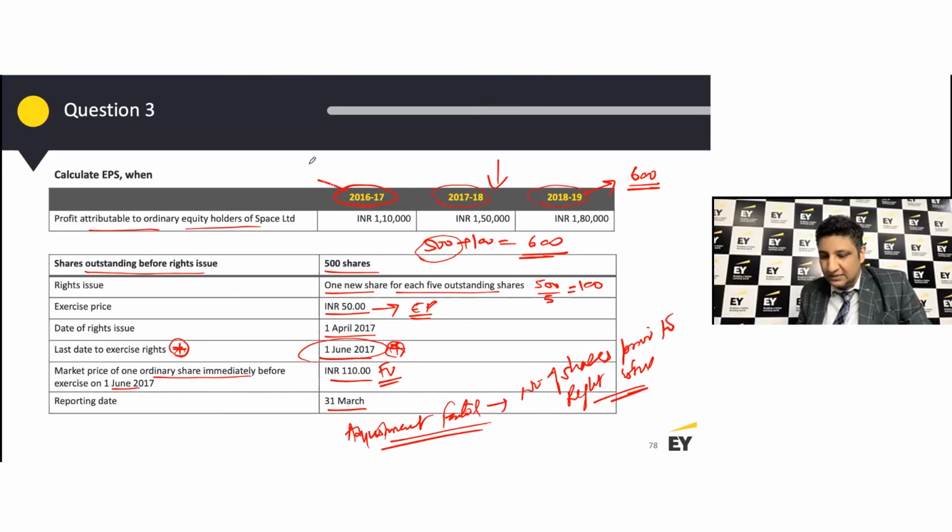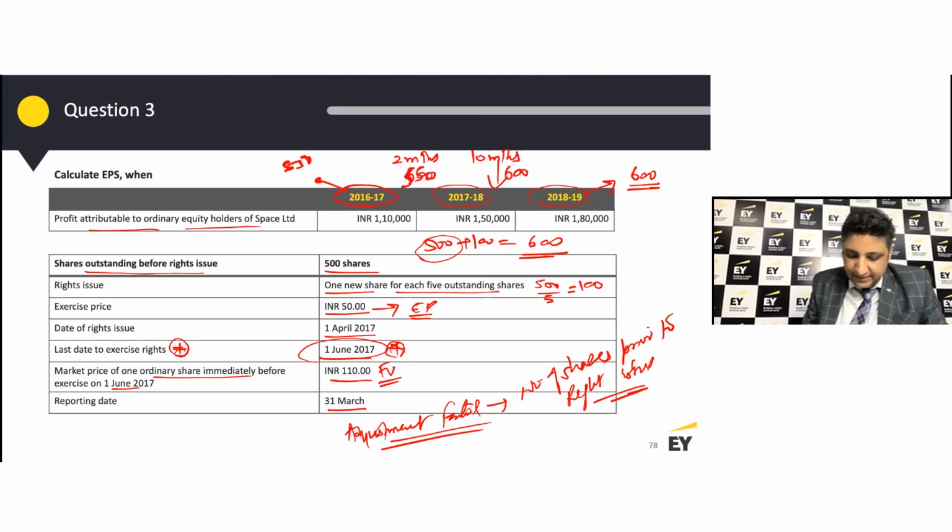But then for 17-18, we are saying that for 2 months, my number of shares are 550. But for the 10 months, my number of shares are 600. Okay, so if you understand it so far, the job is done. Calculation of EPS is a very straightforward exercise after that. Okay, so what I was saying is, you divide, let's do these numbers. It's 1,10,000, 1,50,000, and 1,80,000.